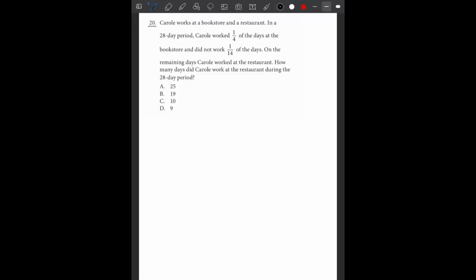Number 20 reads, Carol works at a bookstore and a restaurant. In a 28-day period, Carol worked 1/4 of the days at the bookstore and did not work 1/14 of the days. On the remaining days, Carol worked at the restaurant. How many days did Carol work at the restaurant during the 28-day period? So Carol worked at a bookstore and a restaurant. And there are some days that she did not work at either place, and that is 1/14 of the days.